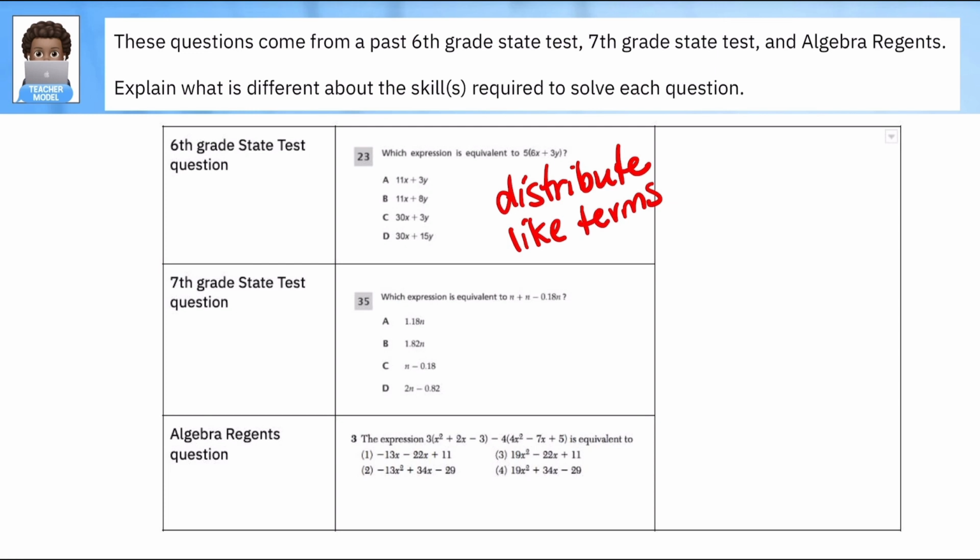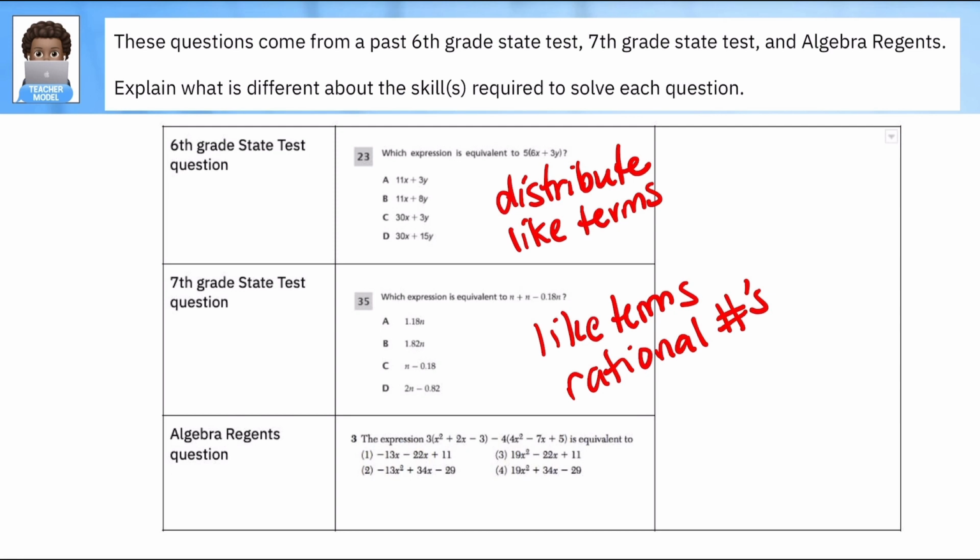Now, by 7th grade, you're still combining like terms, but you're also working with rational numbers. Meaning you probably had some decimals and some fractional numbers, but it's the same math. It was nothing different about that. You knew what you can add and subtract together, and sometimes they made it more tricky.